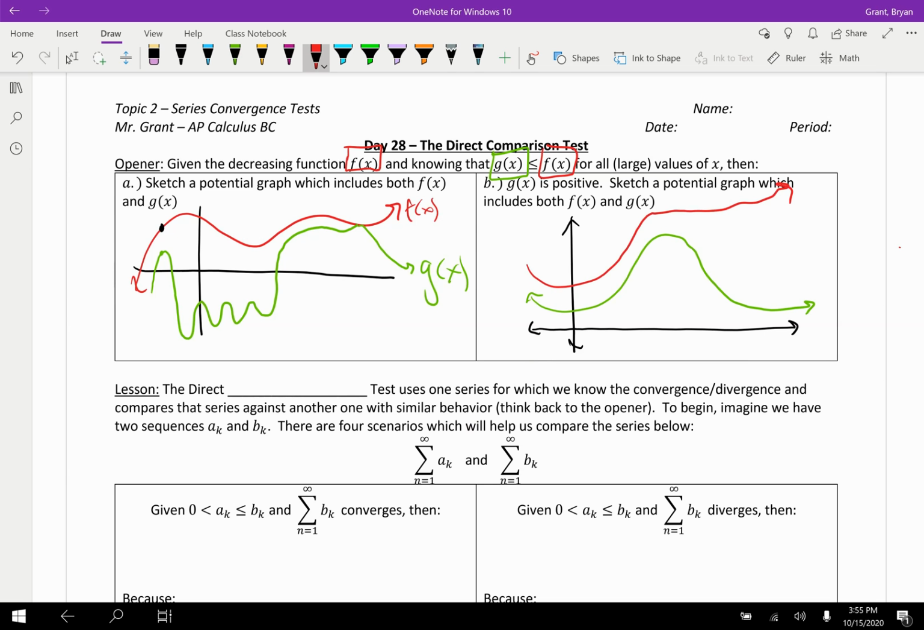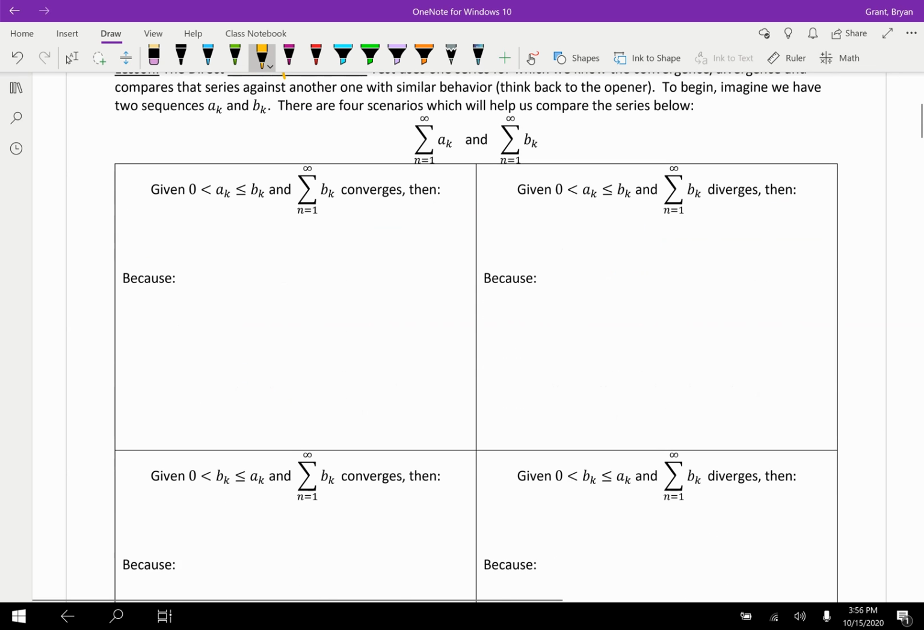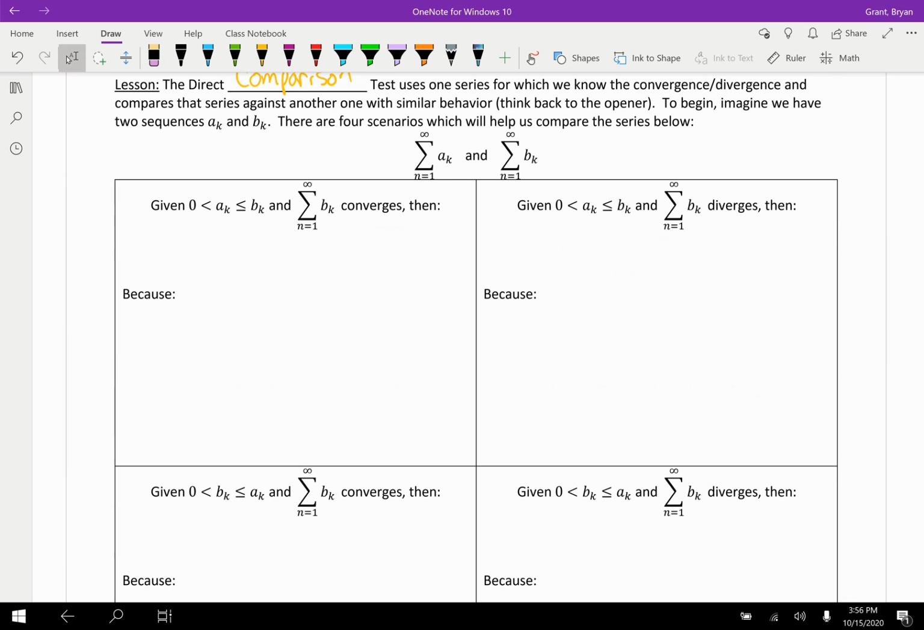We get the idea. Now, these two graphs are pretty important for the direct comparison test, and that is our first blank down below, because what we're going to do is compare two series, or rather two sequences, against each other. And if certain criteria are met, then we're going to be able to decide if the series based on those sequences converge or diverge. So let's compare four scenarios down below, and they're going to deal with the series of a sub k and the series of b sub k.